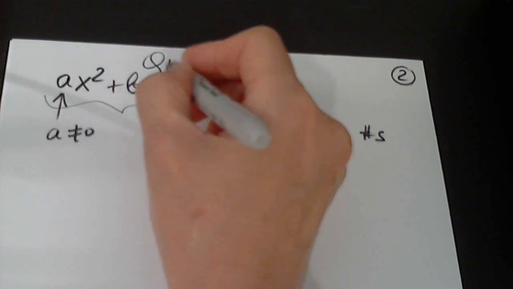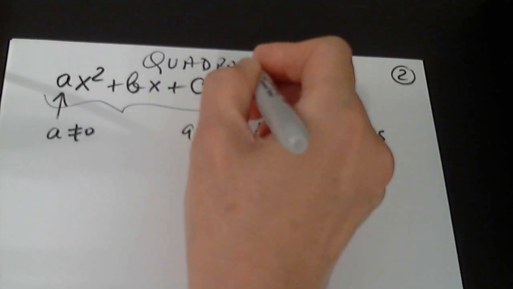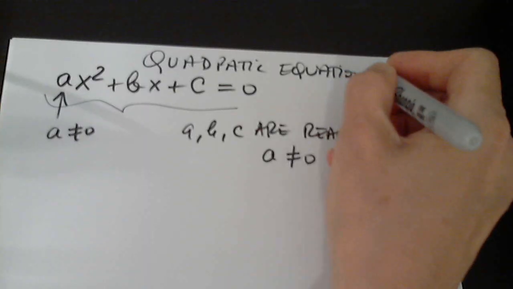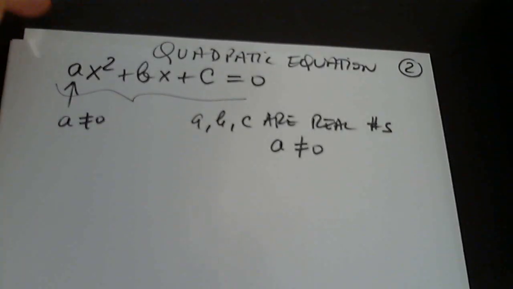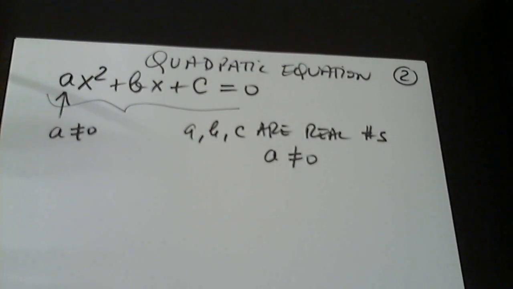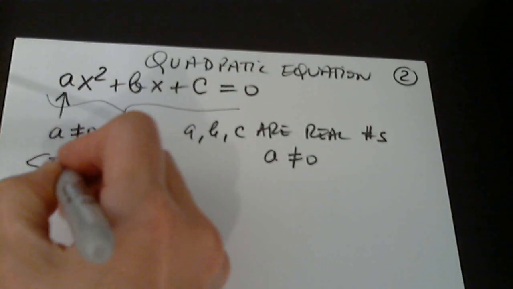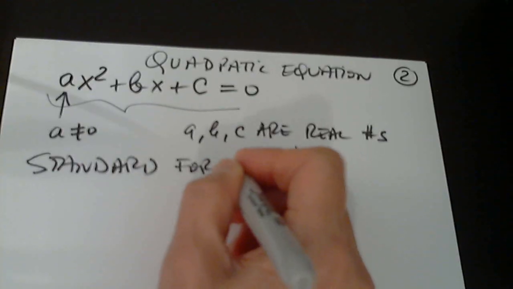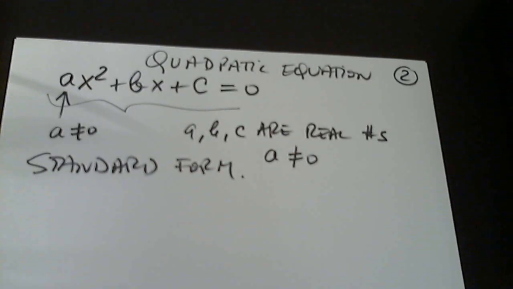So this is the quadratic equation. That's the general form, the standard form if you want. Standard form: some constant, which cannot be 0, times x squared plus a constant times x plus a constant equals 0.